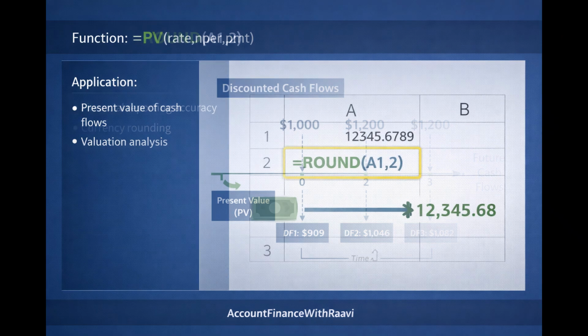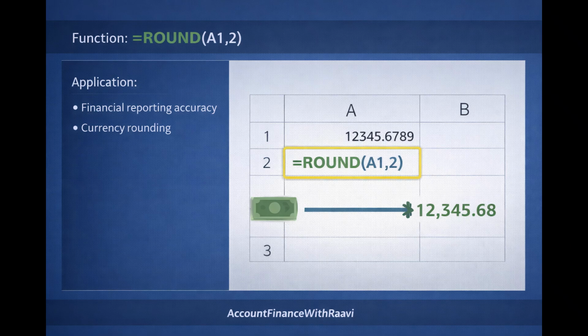Now the next one is round off. Normally when you prepare the financial statements in Excel, we generally need to round off the amounts. So this is mainly used for financial reporting accuracy and currency rounding off. Suppose here there is an example. Let us assume that there is an amount of 12,345.67. Now this can be rounded off by using this round off function.